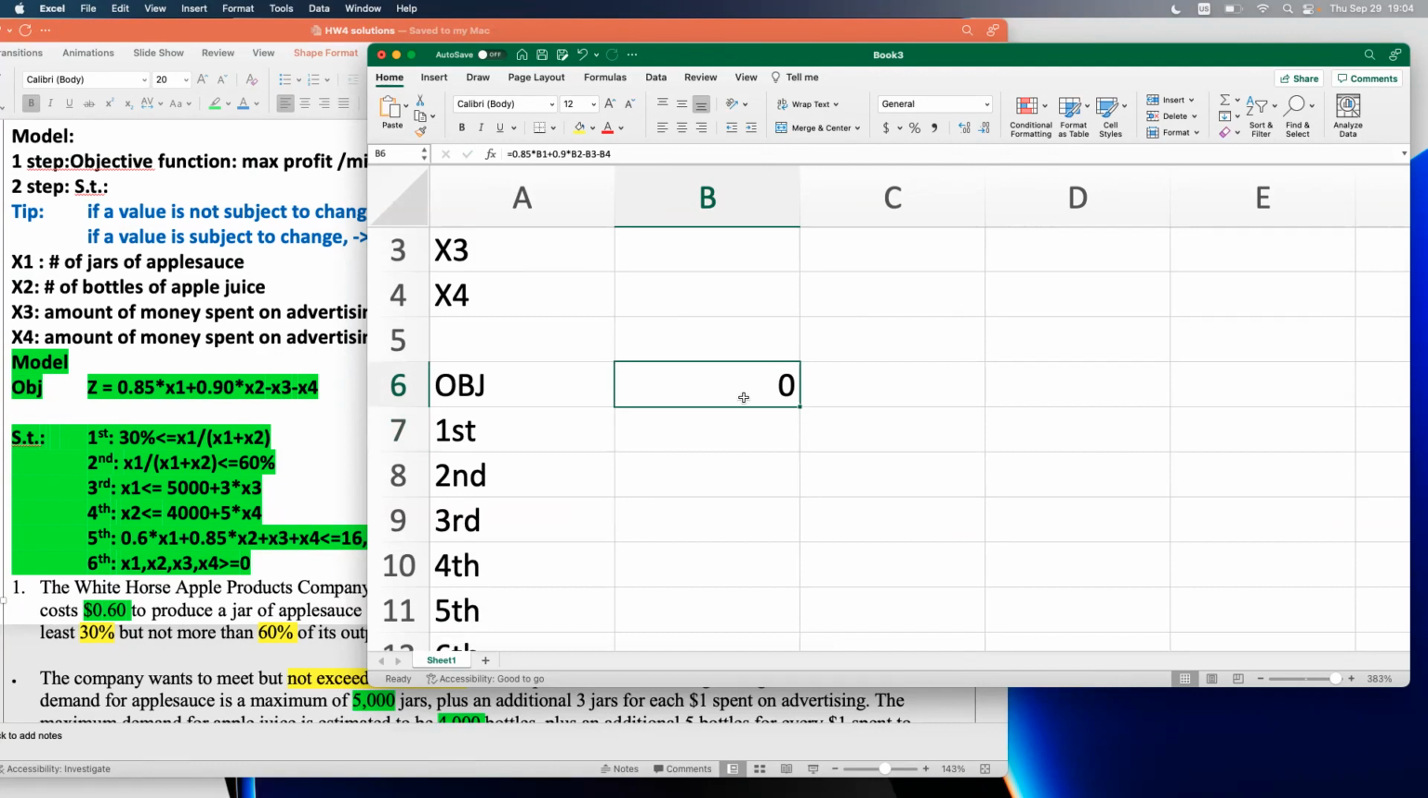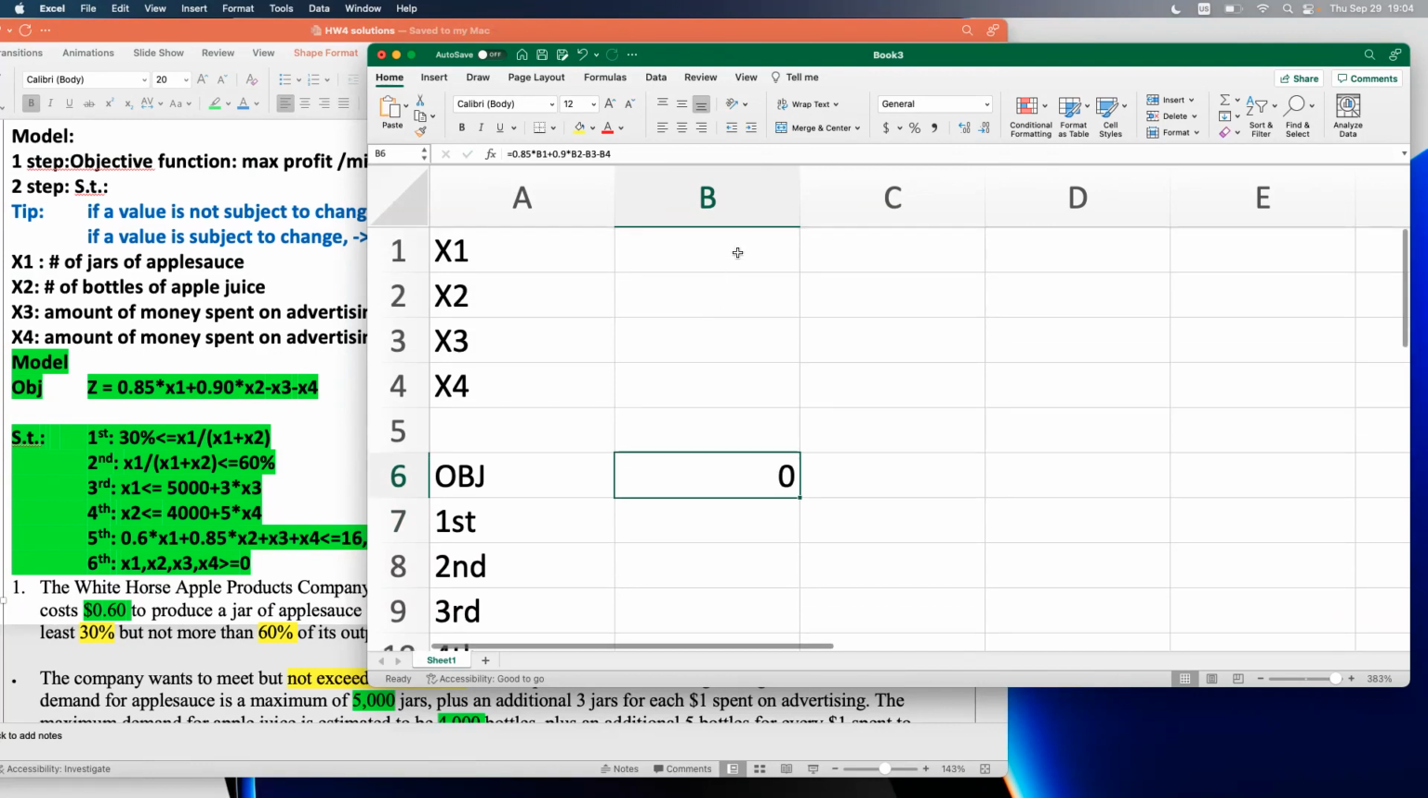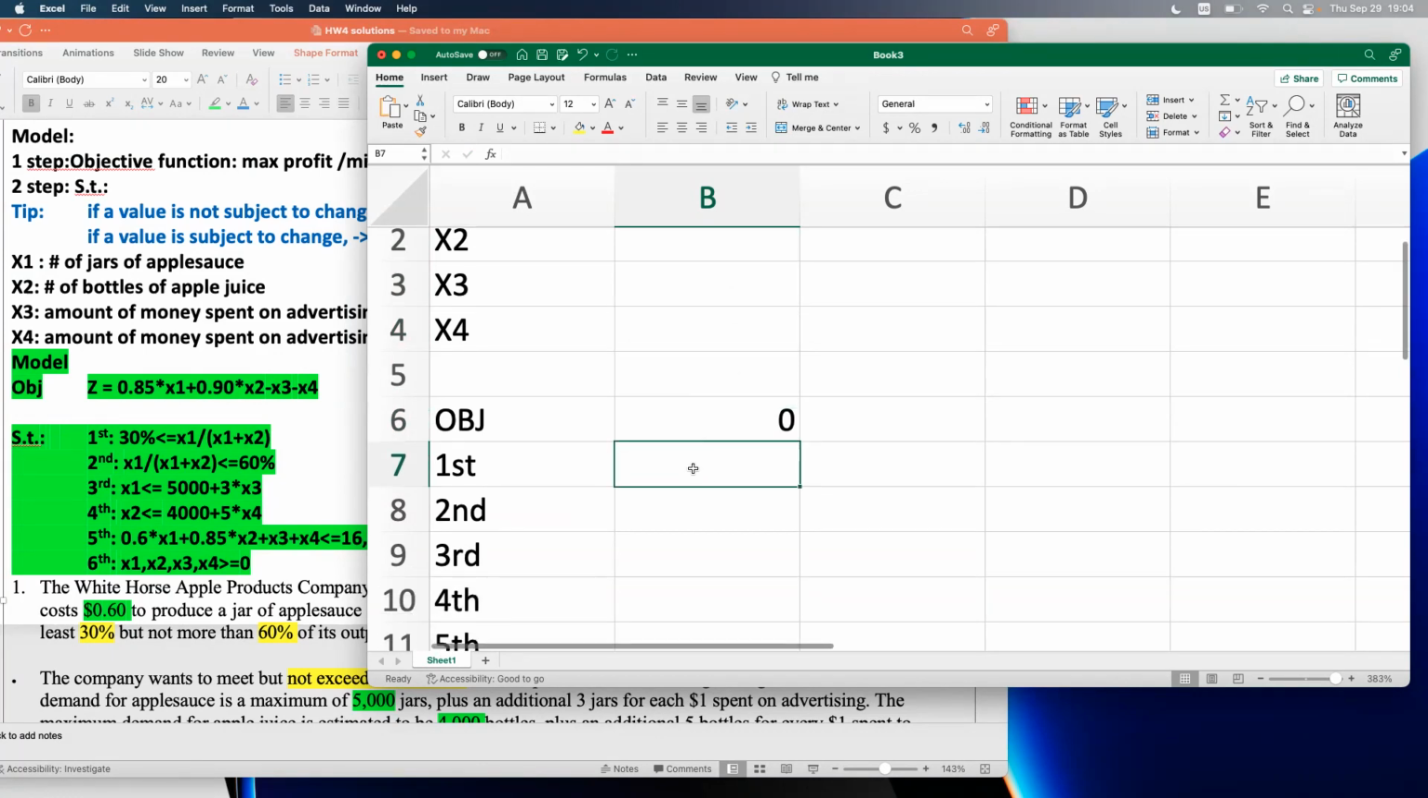And you found 0, right? Because by default, if you don't have a value for these 4 cells, by default, that's 0. So you got a 0. That's totally fine. And for the first constraint, remember in the formula, we got x1 over x1 plus x2. So this ratio should be greater or equal to 30%. But actually, remember we need to simplify this term.